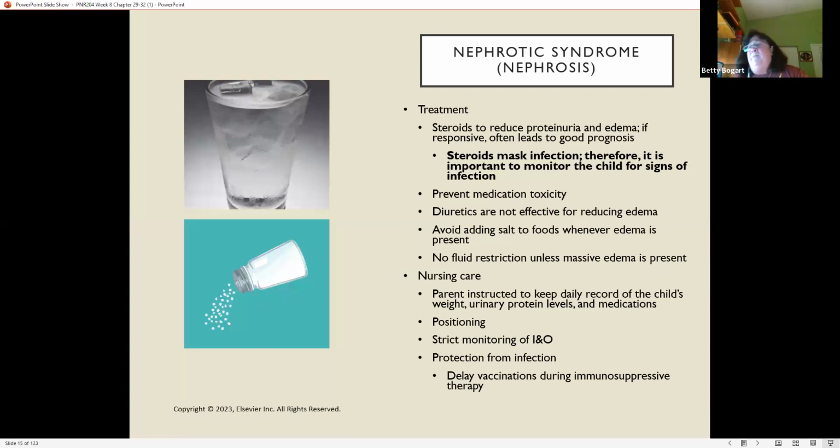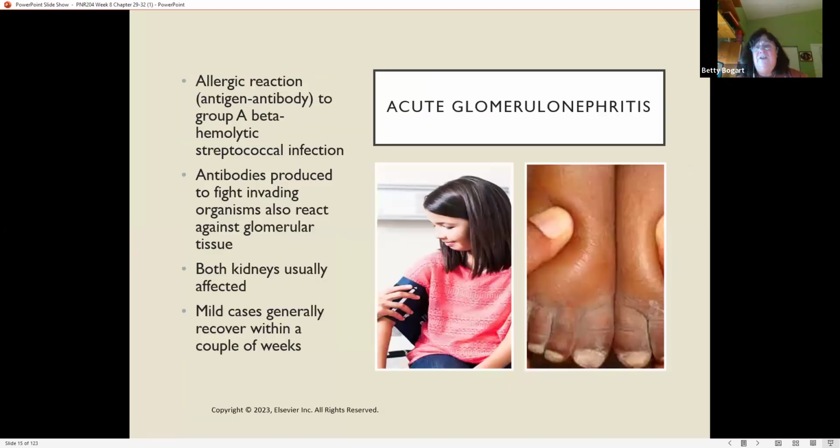So you got to keep them moving, ambulating. If they're on bed rest, doing leg exercises, arm exercises, right? That'll keep fluid moving. Of course, I know in the hospital we can do that well. As I said, they're immunosuppressed. You've got to protect them from infections. And at the time of these crises, those immunizations will be delayed because of the immunosuppressed condition they're in.